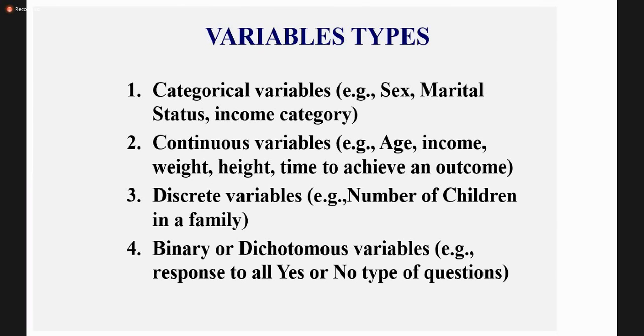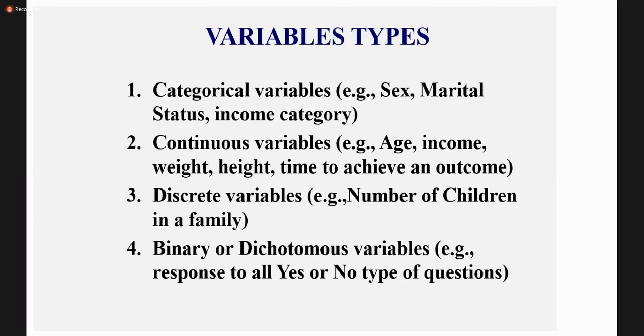So categorical variables such as sex or gender, marital status, maybe income category, rich, poor, middle income. Quantitative variables, also called numerical or continuous variables, are age, height, weight, income, and time in minutes or seconds, or maybe days or years.